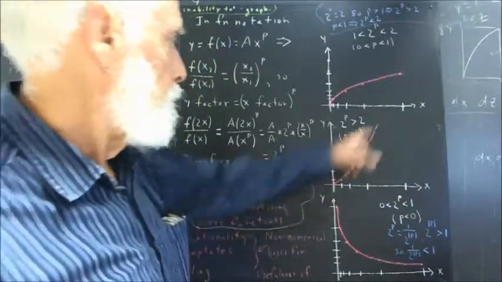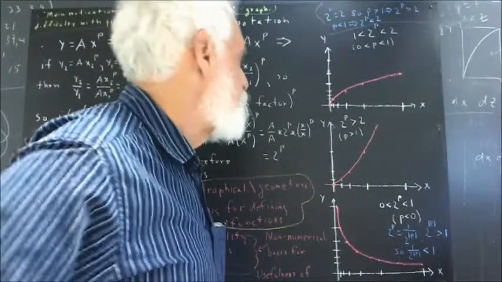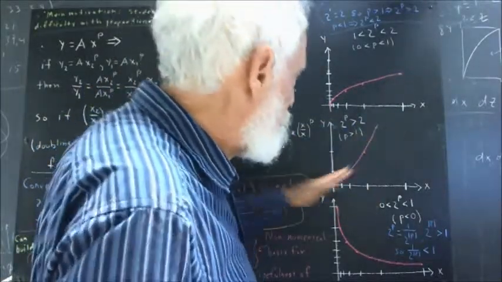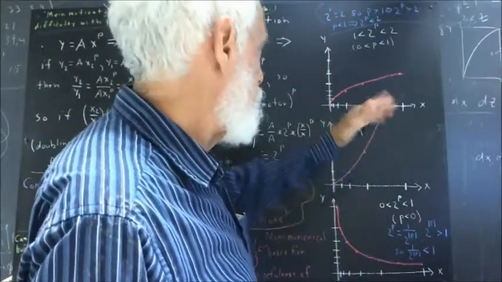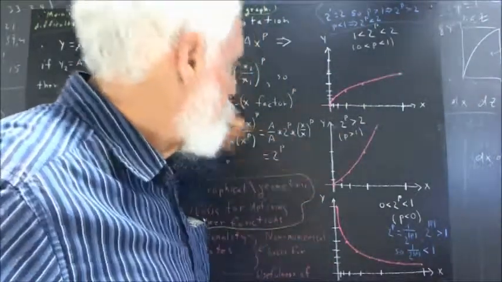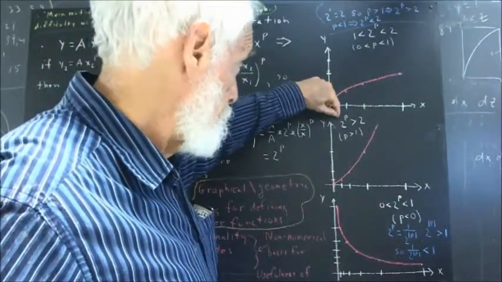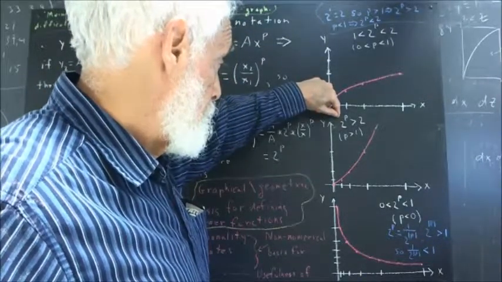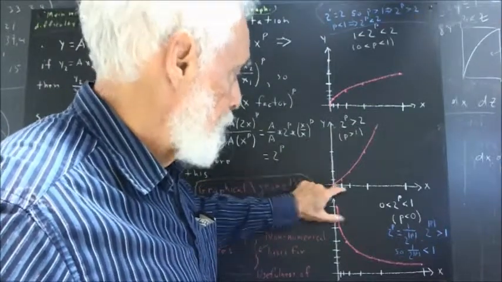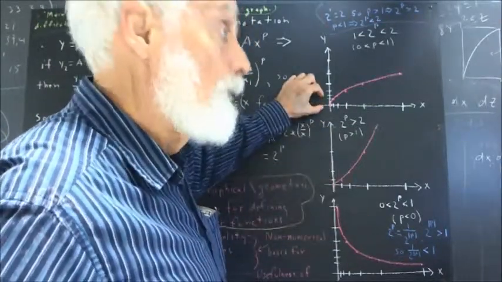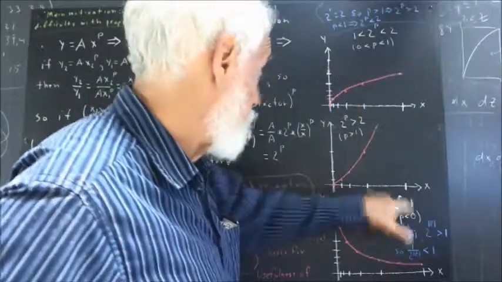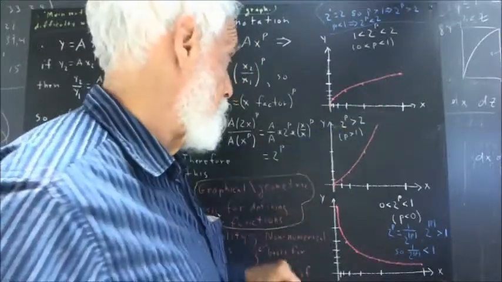Okay, and down here we do the same thing. The difference is, in this case, the graph is concave up. It's increasing faster and faster. This one's increasing, but more and more slowly. In this graph, the y value more than doubles when x doubles. Up here, the y value less than doubled when x doubled.